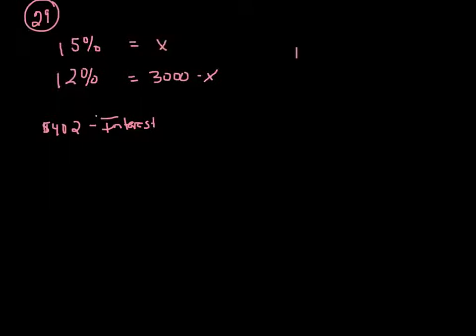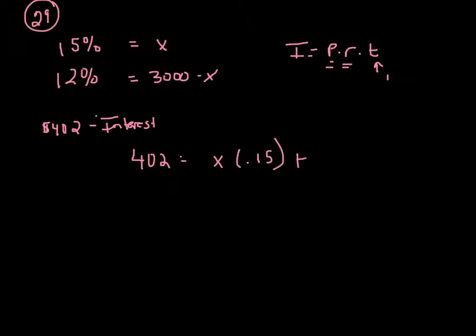Well, remember that our interest formula is principal times rate times time. This is for 1 year, so T will automatically be 1. And we know our interest, so $402. Since this is combined interest, we'll want to do it as 402 equals principal times rate at the first one, which would be x times 0.15, plus principal times rate for my second investment, which would be 3,000 minus x times 0.12.